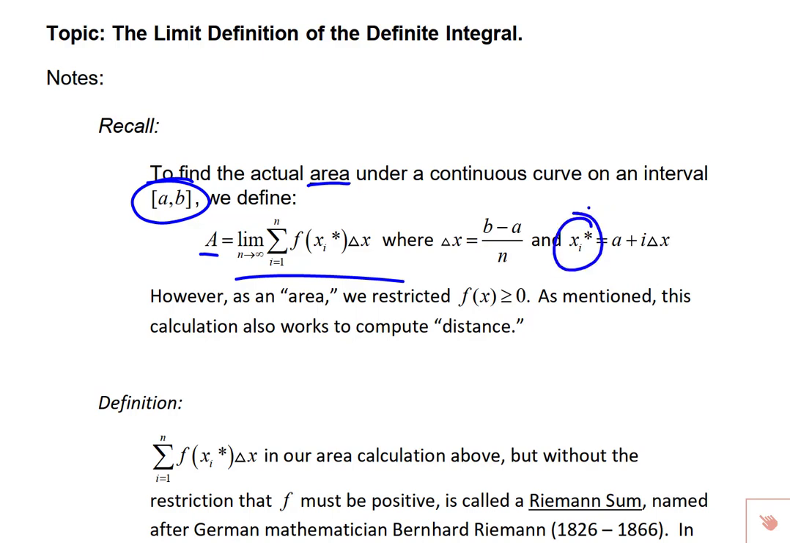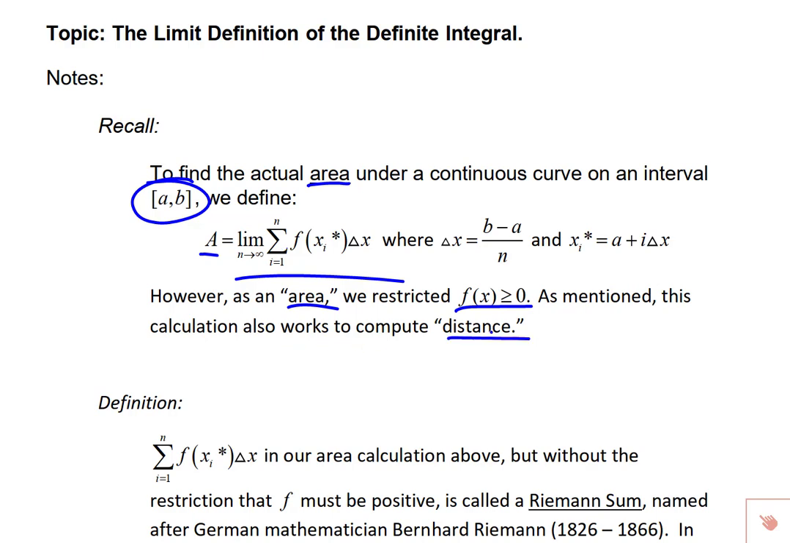It's just a convenient calculation. Really, this sample point, x sub i star, could be anything in the interval, either boundary, or anything in between. However, as an area, we restricted f of x to be greater than or equal to 0. We didn't actually make a big deal about this when we were discussing areas. It just so happened that the examples we were looking at were this way. Typically in the context of area, because area is understood as a positive measurement. As mentioned in that video, this calculation also works to compute distance.